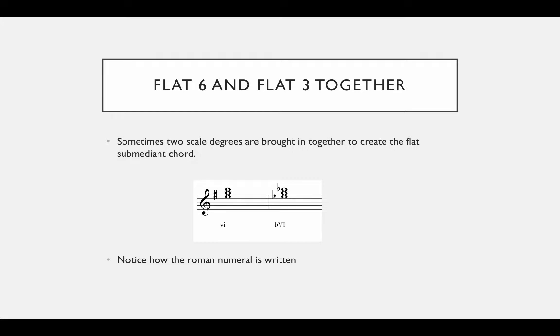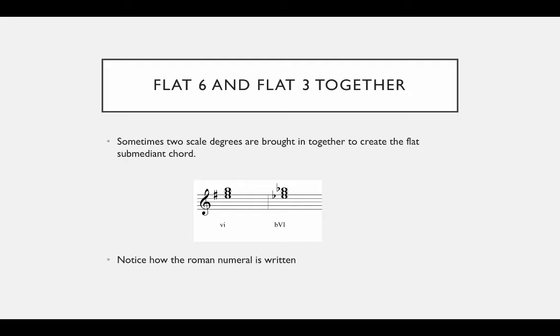Sometimes you'll see a combination of scale degrees used. For instance, the flat 3 and the flat 6 together. Notice in G major, the vi chord, E, G, B, creates the minor submediant chord. If you flat 3 and 6, you end up with a flat submediant chord, E flat, G, B flat. Notice how this Roman numeral is written. The quality is major, therefore the VI is in capital letters.